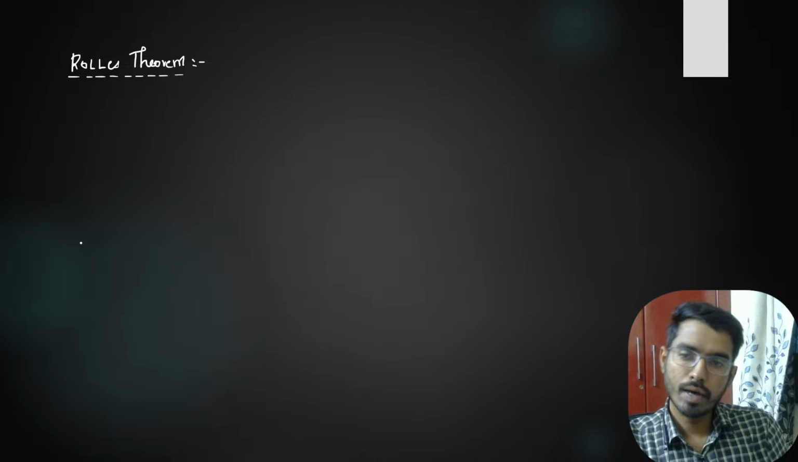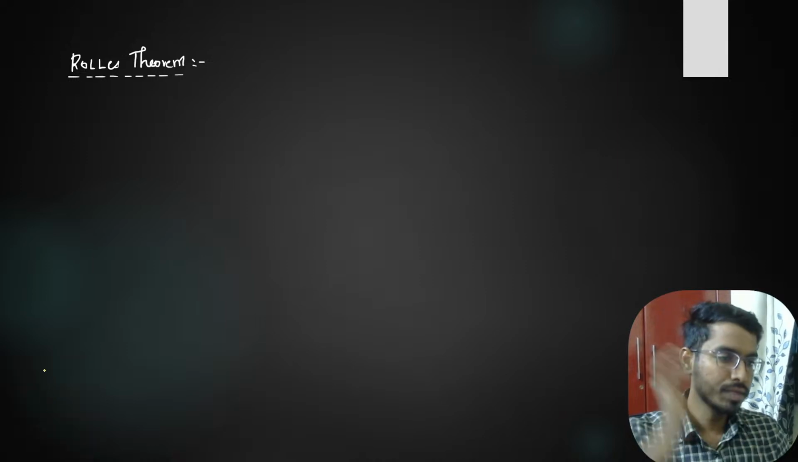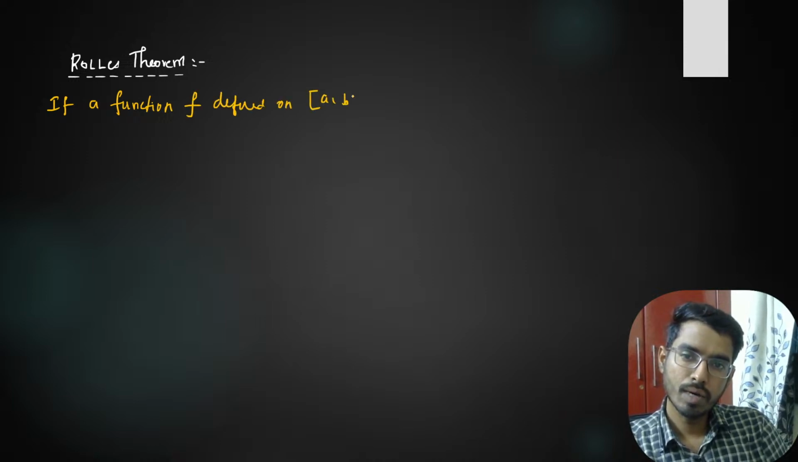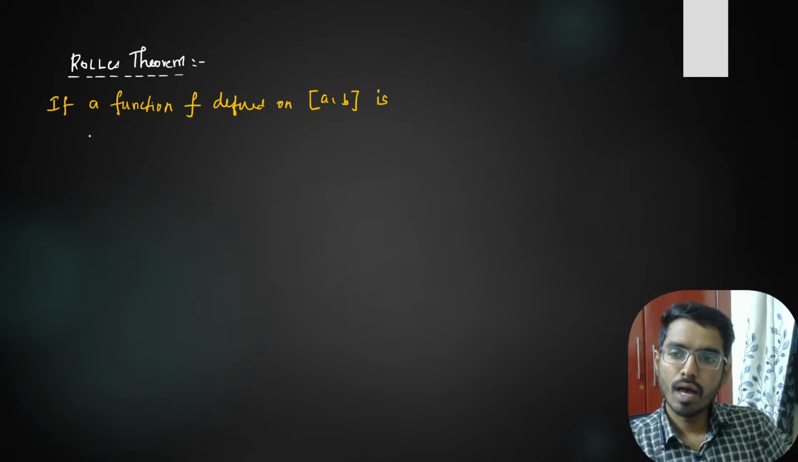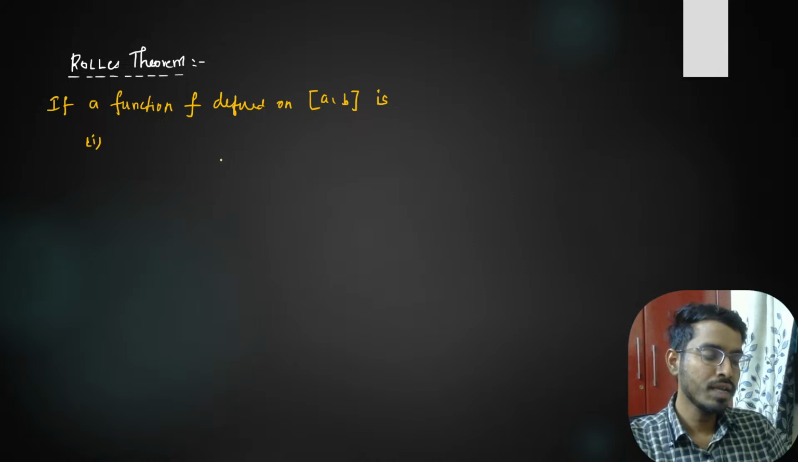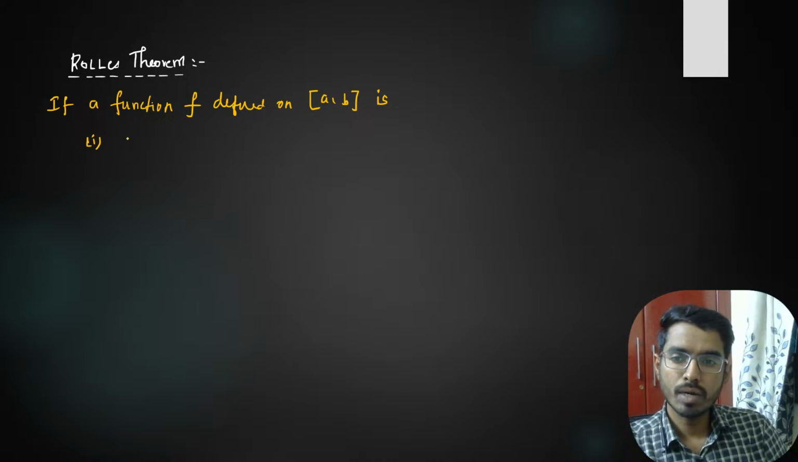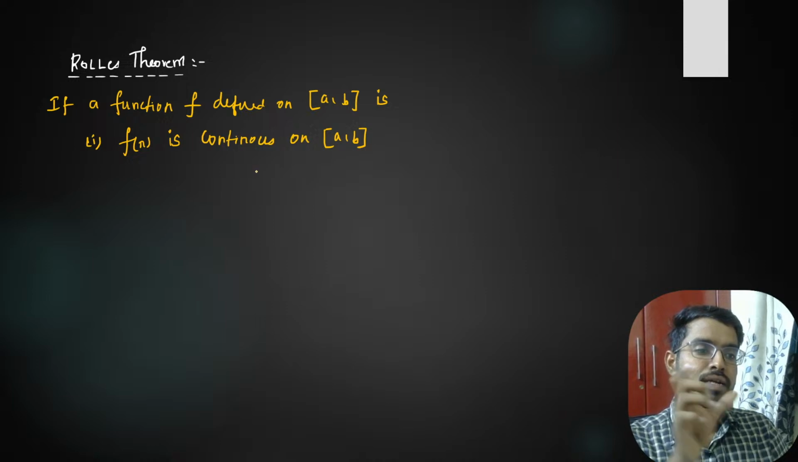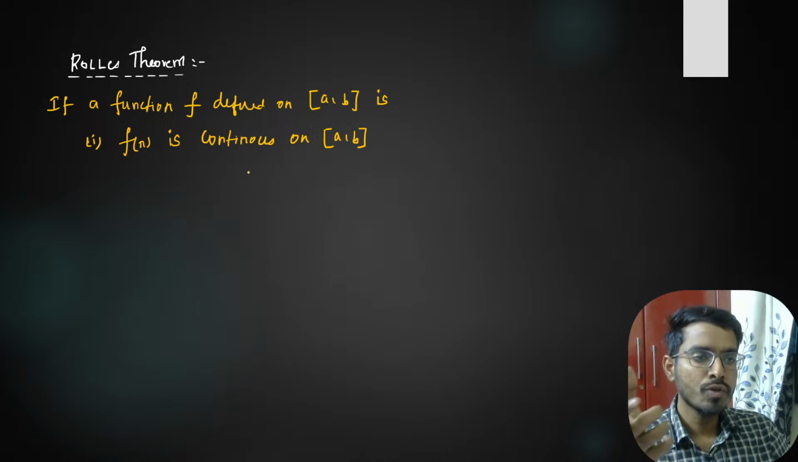First I'll write down, I'll quote Rolle's theorem, then we'll move on to explaining it. If a function f defined on closed interval a comma b is such that f of x satisfies the following three conditions: f of x is continuous on closed interval a comma b. So we have a function f of x, and in the interval a comma b it is continuous, a smooth curve. You know the definition of continuity: a function is continuous if it is continuous at each of its points.